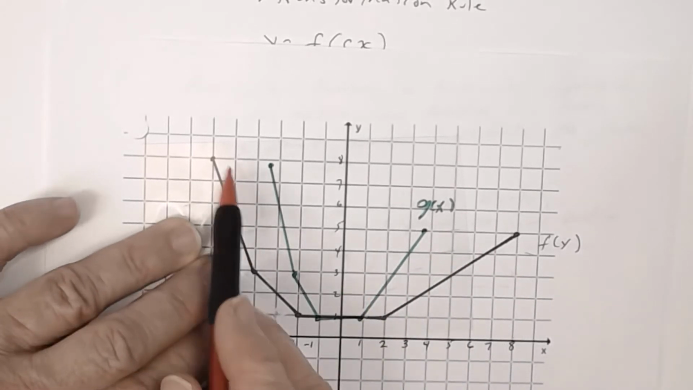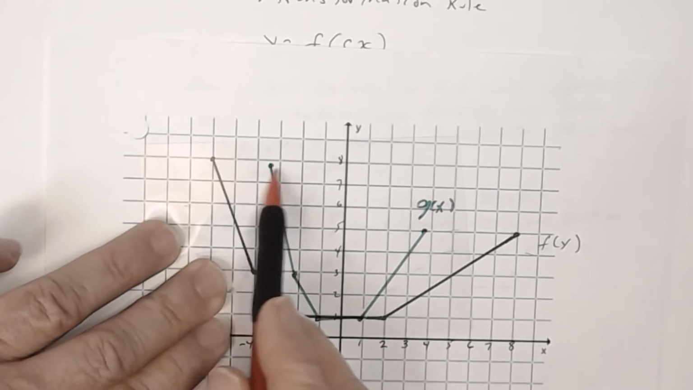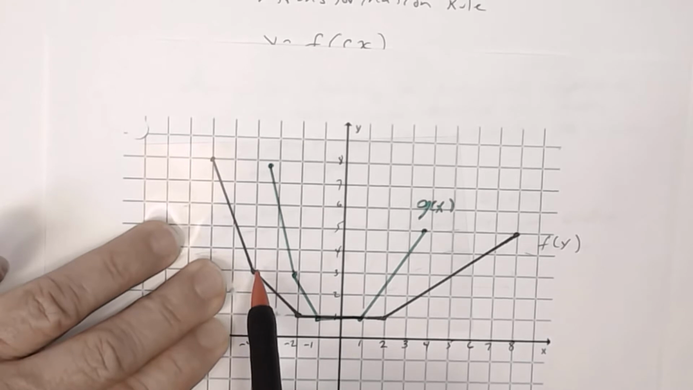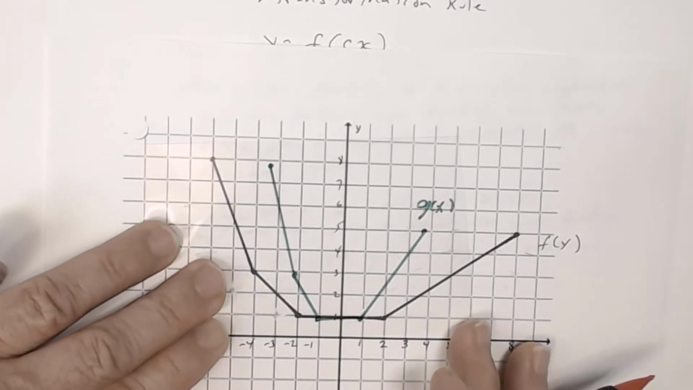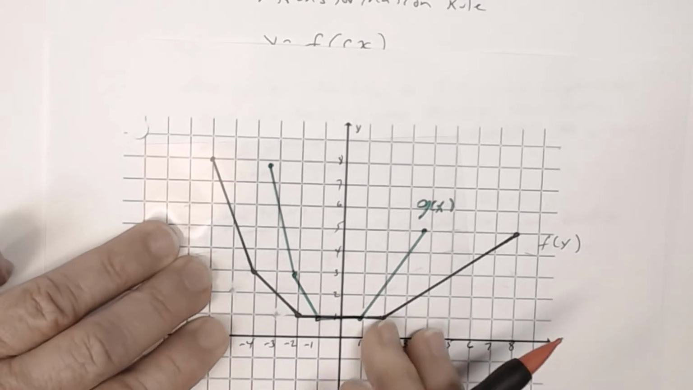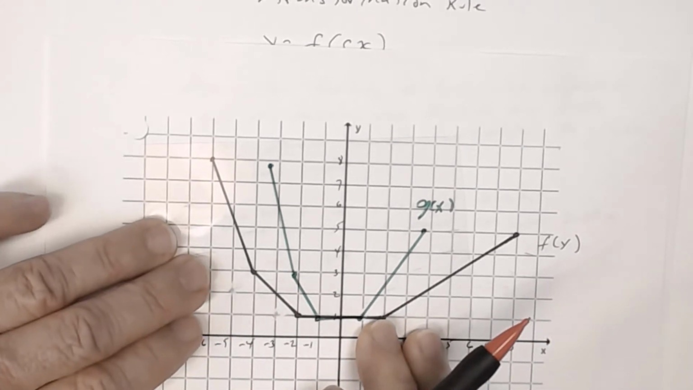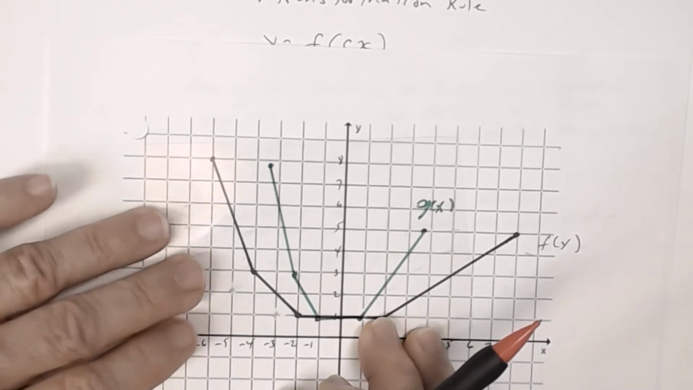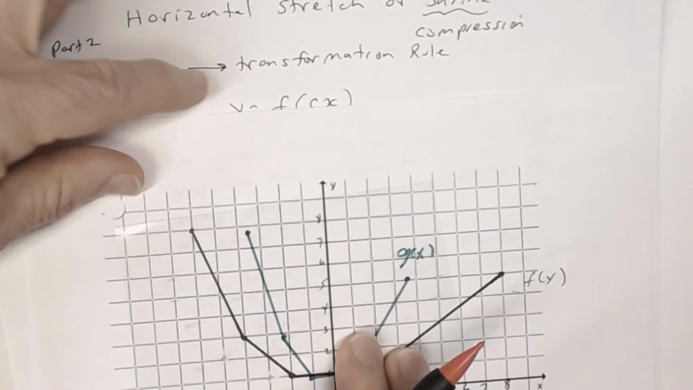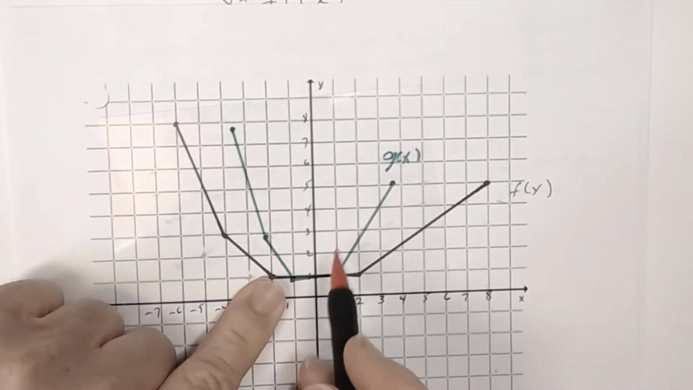Okay, and the same thing here. So I'm taking every point on this one and moving it towards the y-axis. Notice that these distances are not the same. All right, so let's continue talking about this. Now, remember our idea here is to come up with a transformation rule. So this is considered a horizontal shrink.